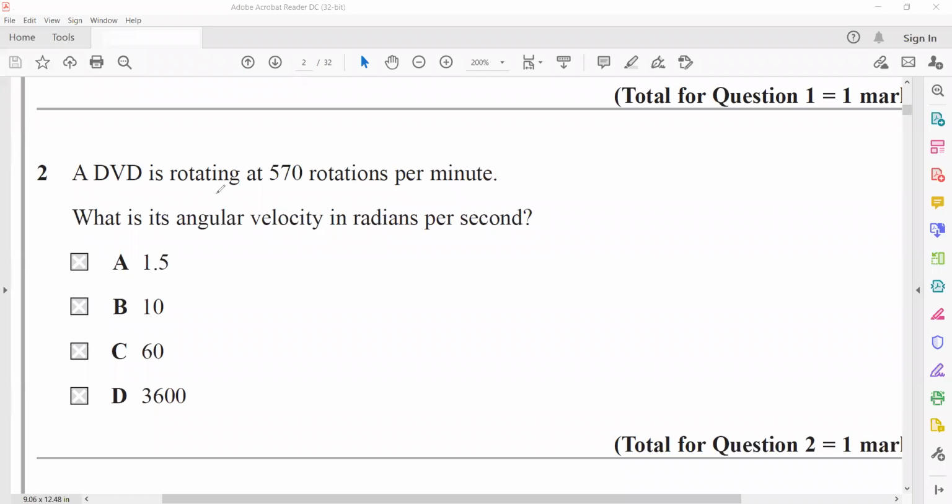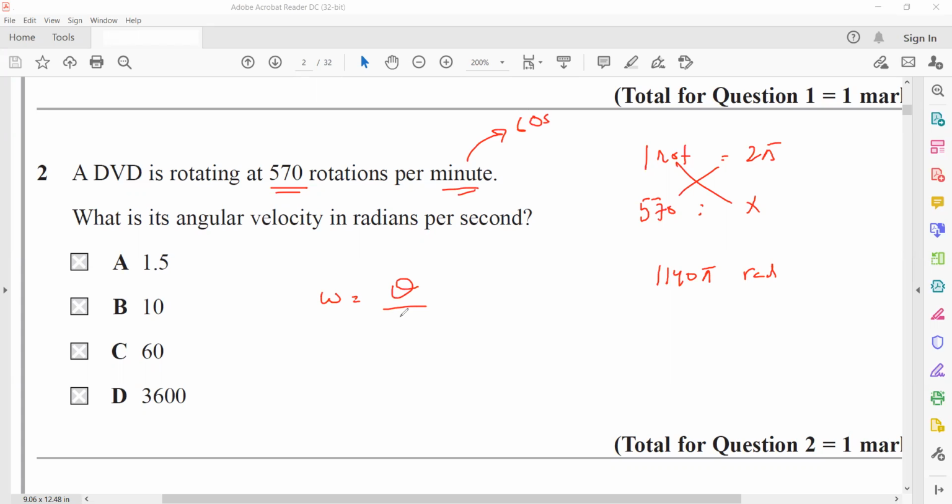So in this question, a DVD is rotating at about 570 rotations per minute, the angular velocity omega. So first, one rotation, also one revolution, is equal to 2 pi radian. So if you have 570 rotations for this DVD, then it will have x radian, multiply, so 570 multiplied by 2, which is equal to 1140 pi radian. And time is given in minutes, so we have to convert into seconds, multiply by 60. So we need omega, which is equal to theta divided by t.